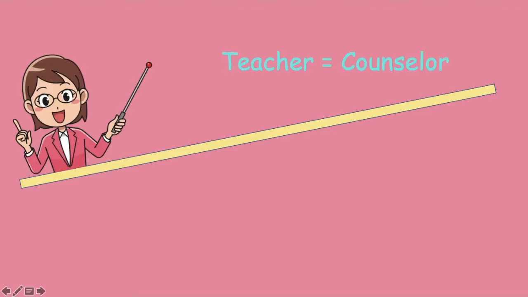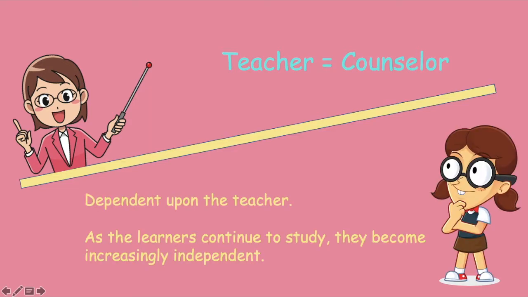Now, let's talk about the roles involved in this method. How is the teacher considered in CLL? Well, the teacher's role is equal to that of a counselor. This does not mean that the teacher is a therapist or that the teacher does no teaching. It means that the teacher recognizes how threatening a new learning situation can be for adult learners, so he skillfully understands and supports his students. As for the students, they are dependent upon the teacher. However, as the learners continue to study, they become increasingly independent. Let's talk more about this.